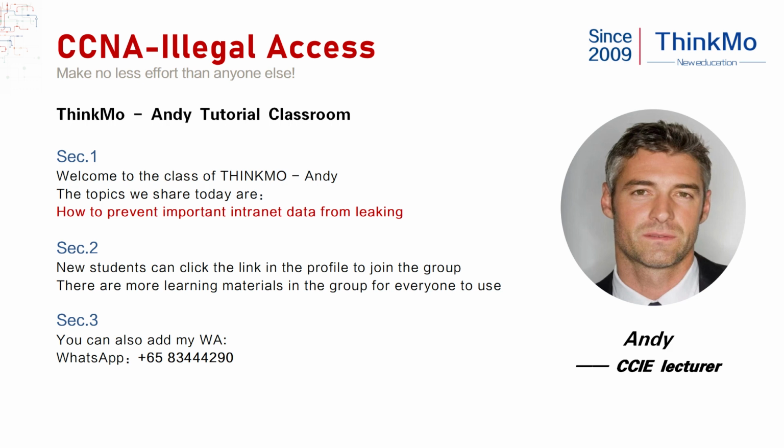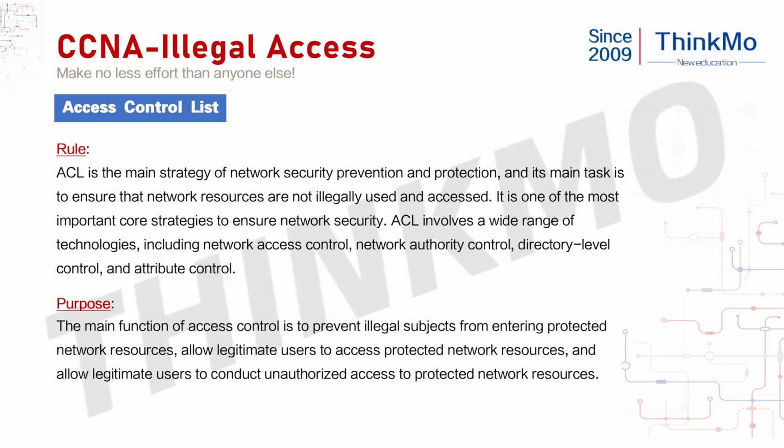From today, I'm going to share with you CCNA, CCNP, CCIE related technologies. Our topic today is how to limit illegal access and prevent important intranet data from leaking. We mainly explain through the following 3 questions. The first one is what is illegal access? The second is why prevent illegal access? The third is how do you implement it?